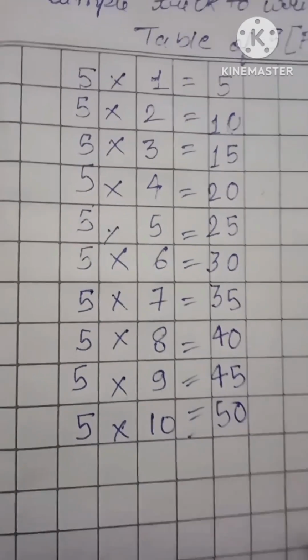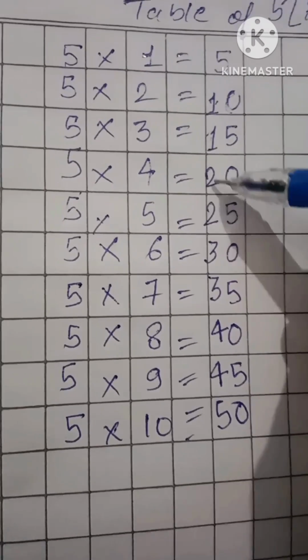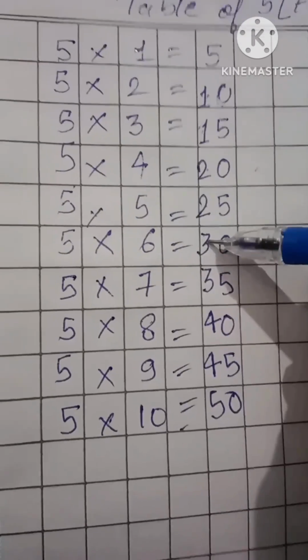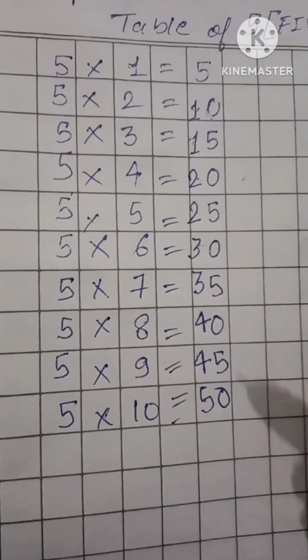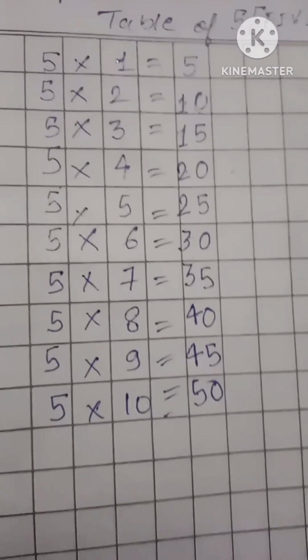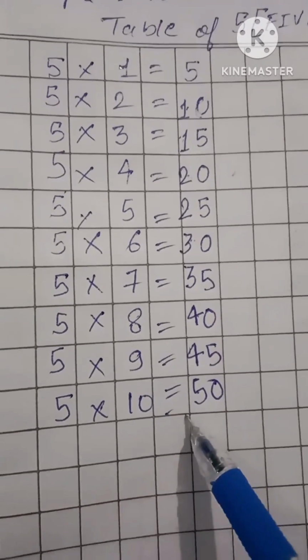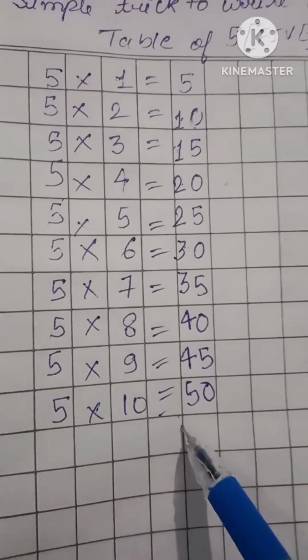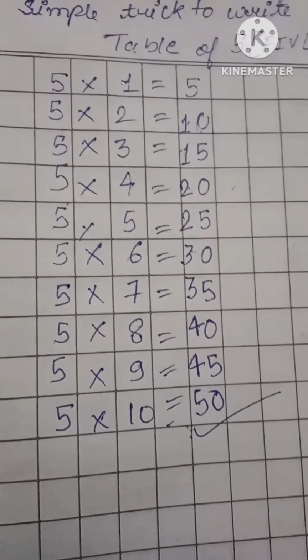5 ones are 5, 5 twos are 10, 5 threes are 15, 5 fours are 20, 5 fives are 25, 5 sixes are 30, 5 sevens are 35, 5 eights are 40, 5 nines are 45, 5 tens are 50. It is a simple trick. You can make your child learn the 5 table very easily, in a very simple way, so that your child can learn the table of 5 so easily.